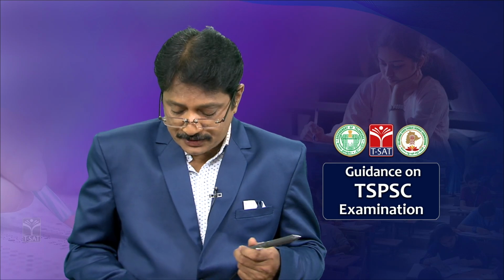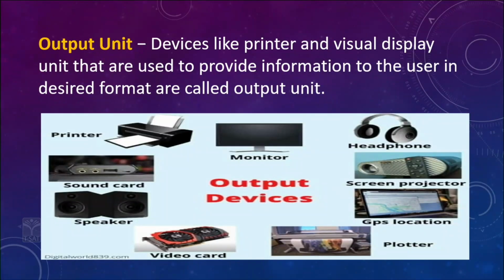Okay. Now shifting to the next one, the output unit. Devices like a printer and visual display unit that are used to provide information to the user in the desired format are called output units, as you know. The monitor. Whatever I am going to do will appear on the monitor.